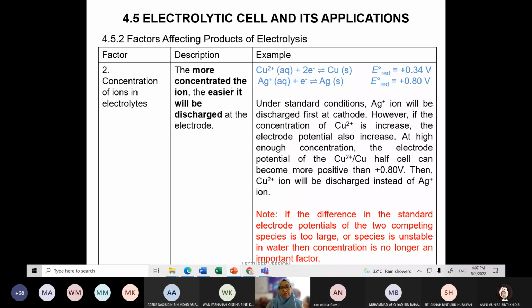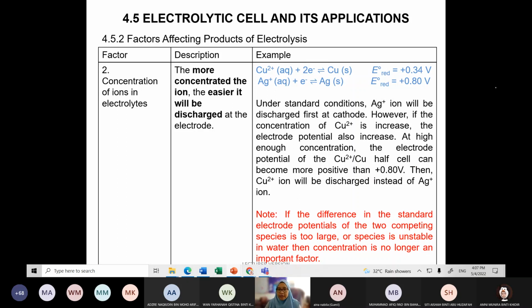The more concentrated the ion, the easier it will be discharged at the electrode. So not only the reduction potential that you have to consider, you need to consider the concentration of the ion itself. This is a consideration that you have to take note of too. If it is concentrated, then it will be easier to be discharged at the electrode.